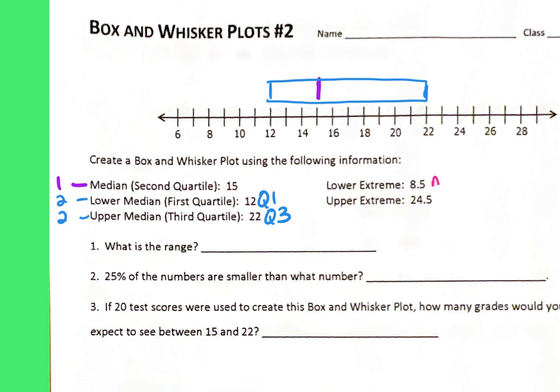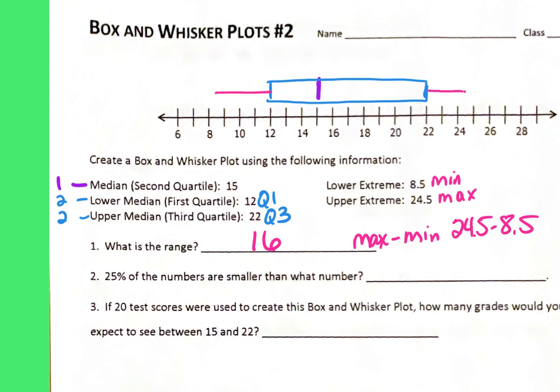Then my lower extreme is my minimum number, my upper extreme being the max, the farthest you're going to get from it is my max. So I'm going to go 8.5. I'm going to start about right here, draw it in. And then 24.5, I'm going to start about right there and draw it in. There you go. Now they said, what is the range? Remember, your range is going to be your maximum minus your minimum. So I'm going to do 24.5 minus 8.5. Okay, so that then is going to give me 16.